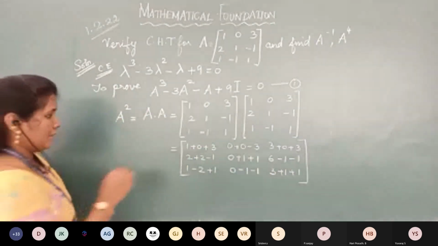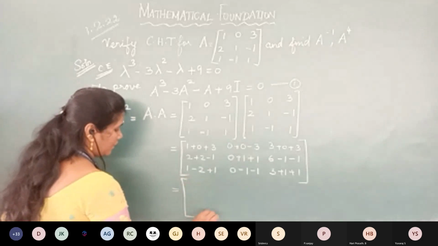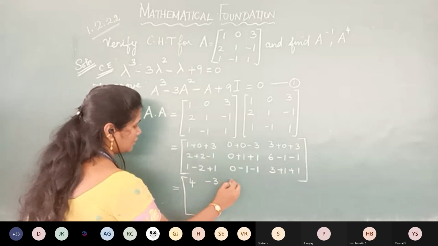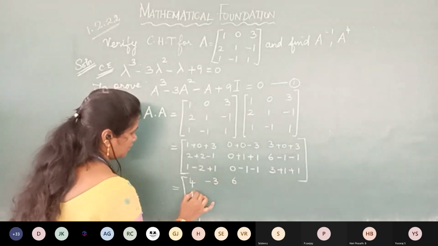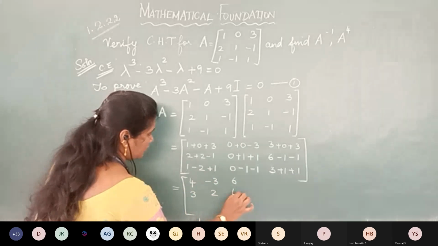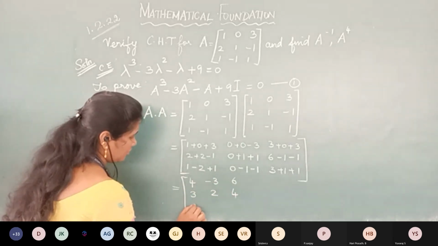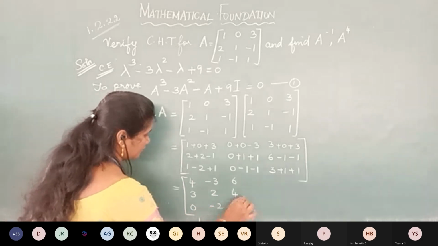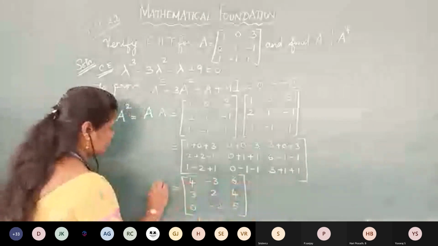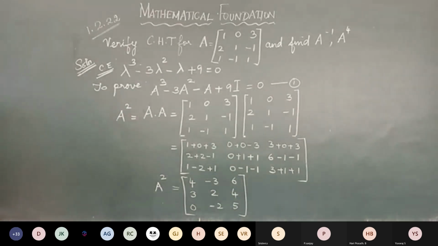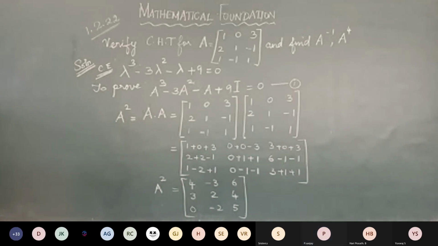Then you have to add or subtract it. So it will be 4 minus 3, 6, 3, 2, 4, 0, minus 2, 4, 5, 5. See whether you're getting this A square. Are you getting this A square? Yes, very good.